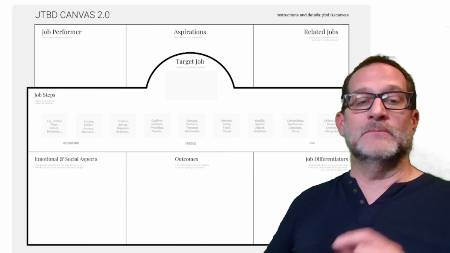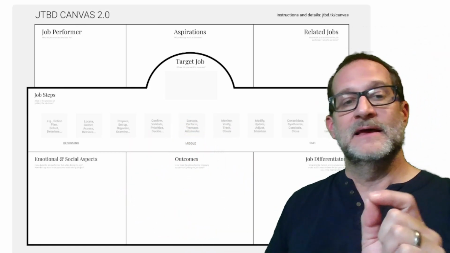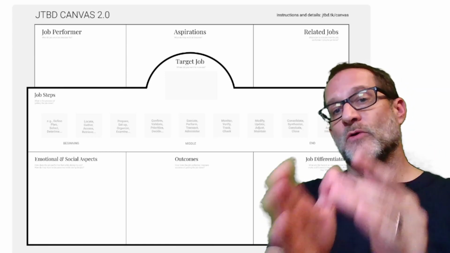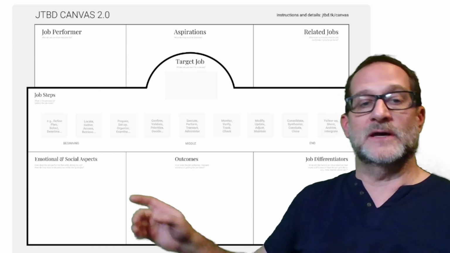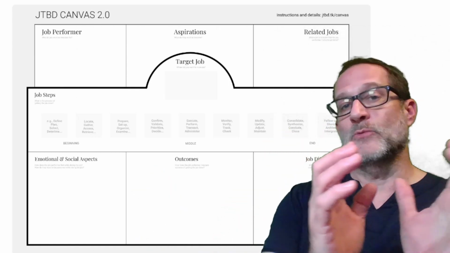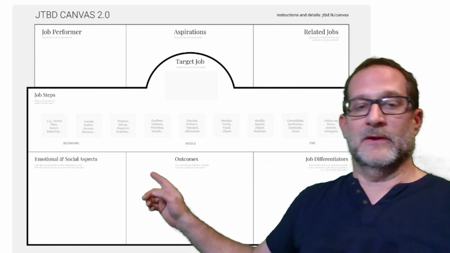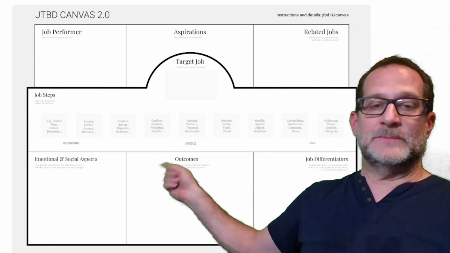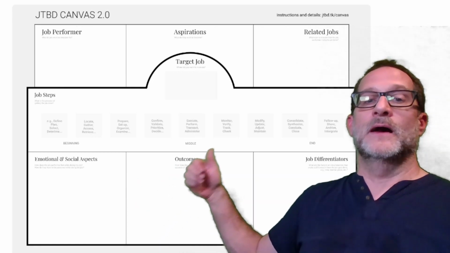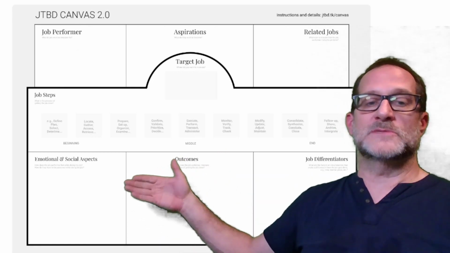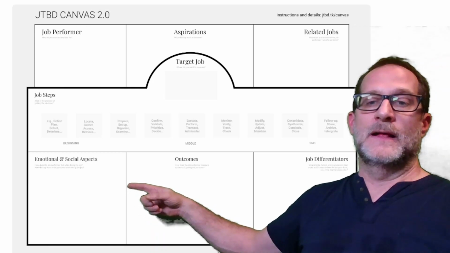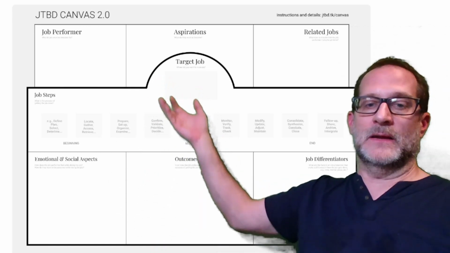Down here we have the emotional and the social aspects. These are just that, the emotional aspects, how people want to feel or avoid feeling while getting the job done. And the social aspects are how do they want to appear or avoid appearing while getting the job done. Again, you might use your own knowledge at the beginning to sketch some of these out. You can talk to a few job performers, but you're really going to flesh this out from research. That's why we call these the bottom-up categories.